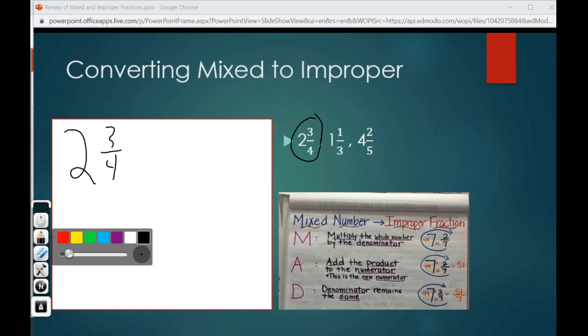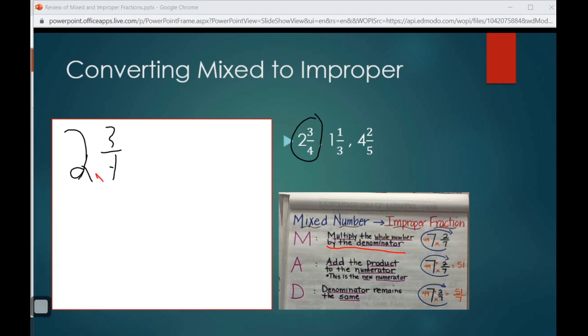This is our check mark method, if we remember this. What you're going to do is multiply the whole number by the denominator. You have this 2, you multiply it by the 4. Let me do that again. You have your 2, and you're multiplying it by your 4. Right? Multiply. Then, what is that going to equal?